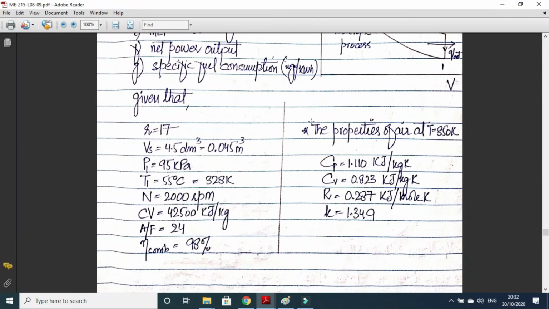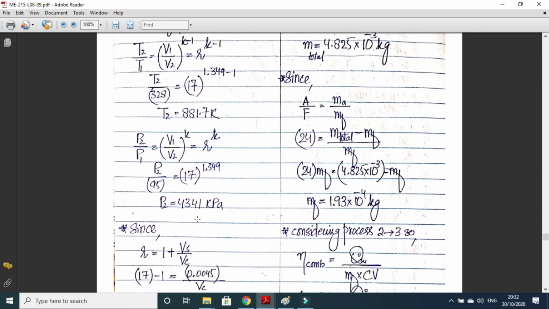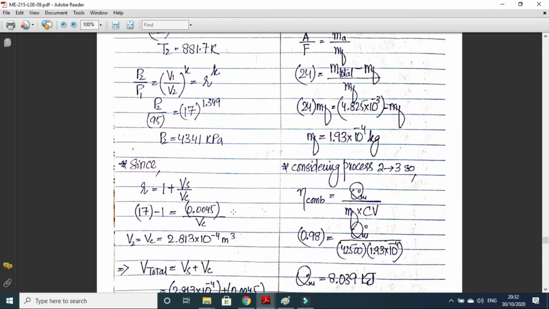So at 850 Kelvin, the Cp, Cv, R and K values are this. With the help of isentropic relation, we can calculate T2, since T1 is given, compression ratio is given, and K we read from the table. T2 is coming out to be 881.7 Kelvin. P2 we can similarly calculate, and P2 is coming out to be 4341 kilopascal.